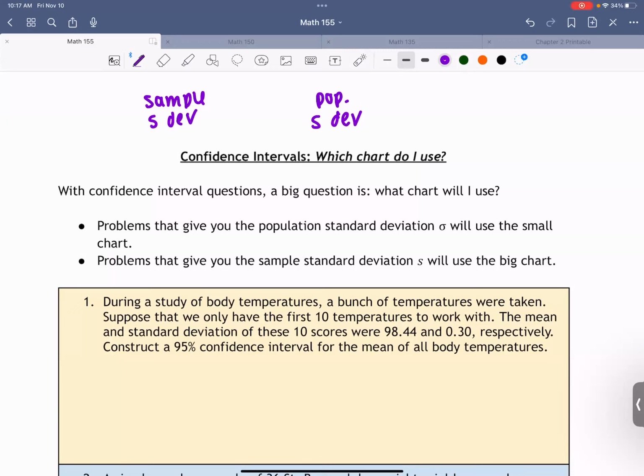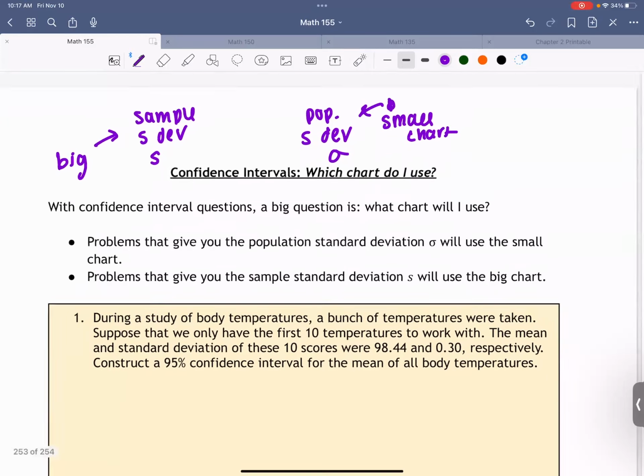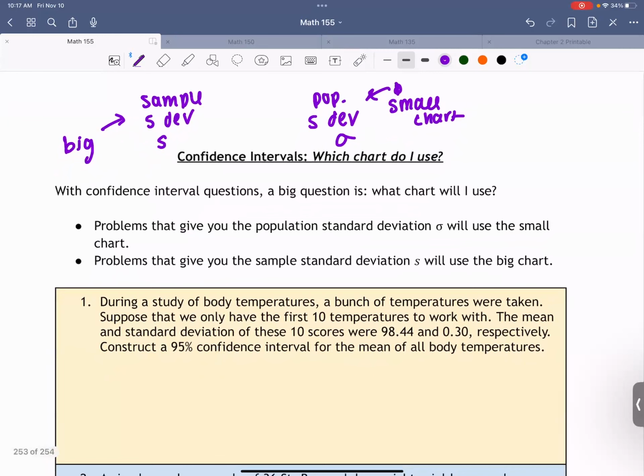In the first section, we were given the population standard deviation, or sigma, and in that case, we use the small chart. And in the second section, we're given the sample standard deviation, or S, where we use the big chart. That is the only difference between the two problems. If you're trying to determine whether to use the small chart or the big chart, just look at the standard deviation, figure out if it's the population or sample standard deviation, and that tells you what chart to use.